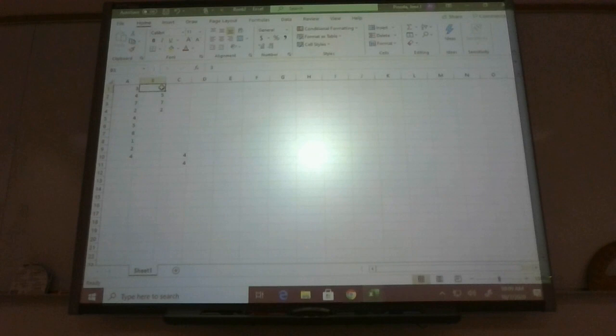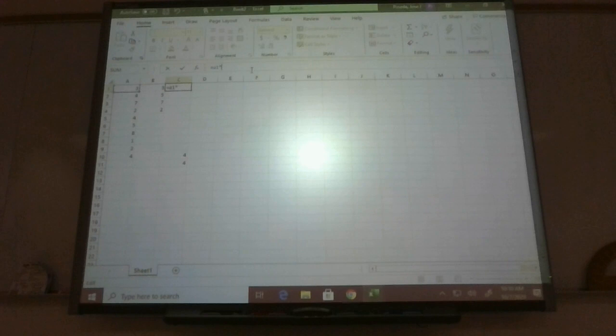If I want to take the value times the frequency, it's a nice, easy command. All you have to do is simply say the cells that you have, and you put a little asterisk between them. That means multiply. So I want to multiply A1 times B1.